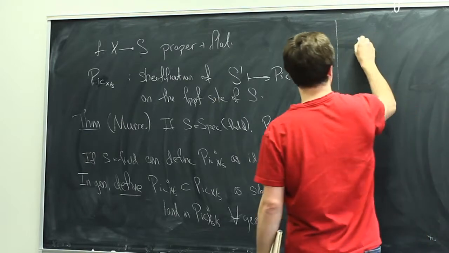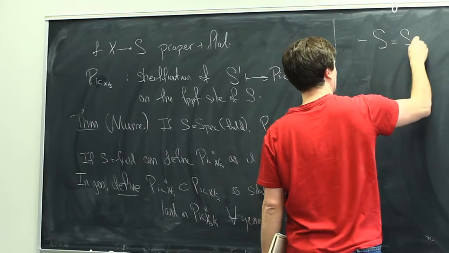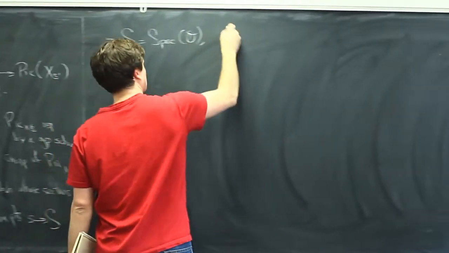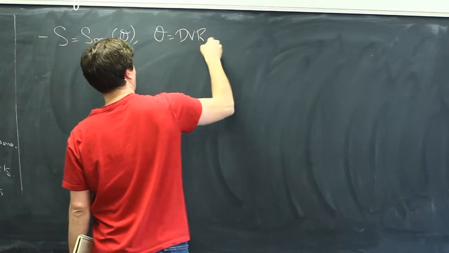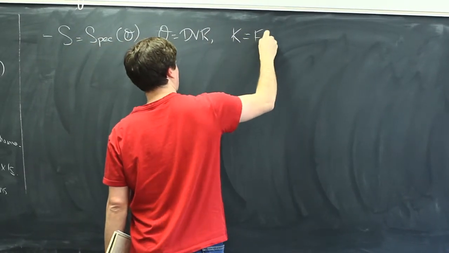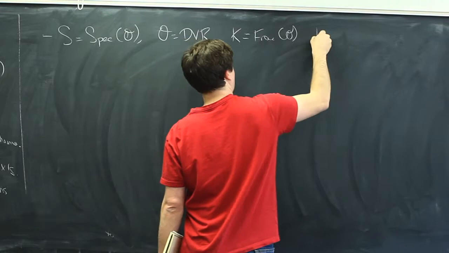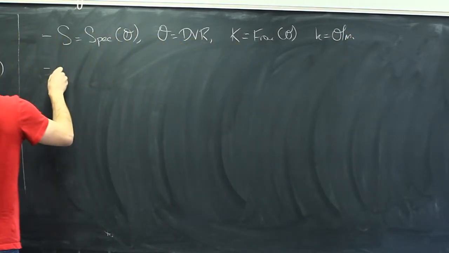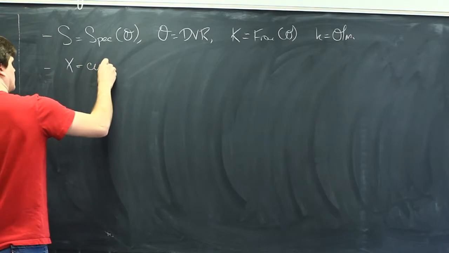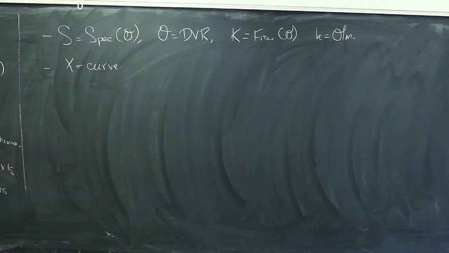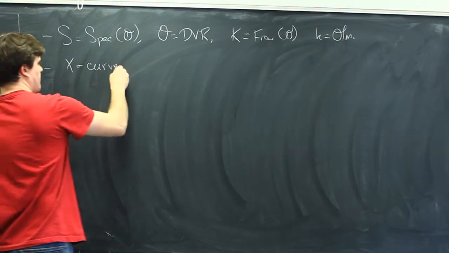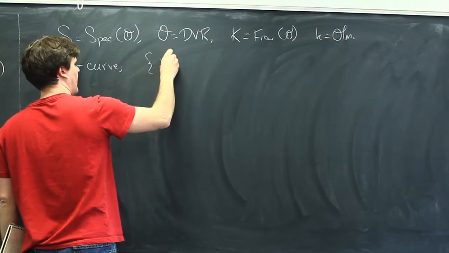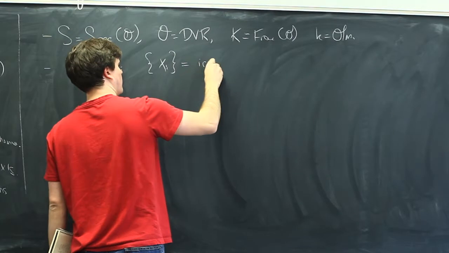So now I'm going to suppose that S is actually the spectrum of a DVR. I'm going to let K be the fraction field, little k be the residue field, and I'm going to suppose X is a curve. So the fibers are pure of dimension 1. And I'm going to let X_i be the irreducible components of the special fiber.